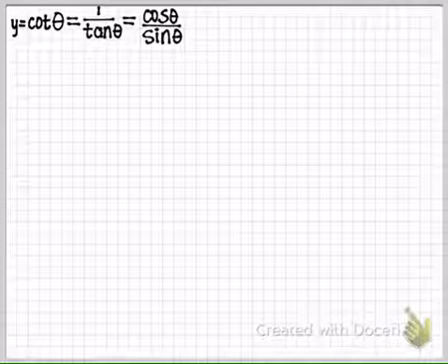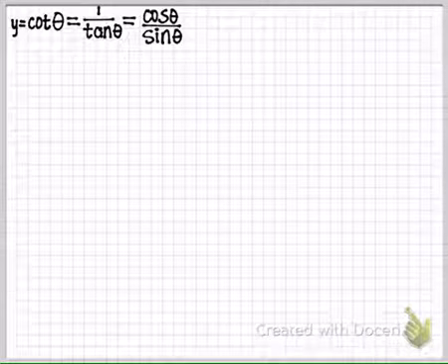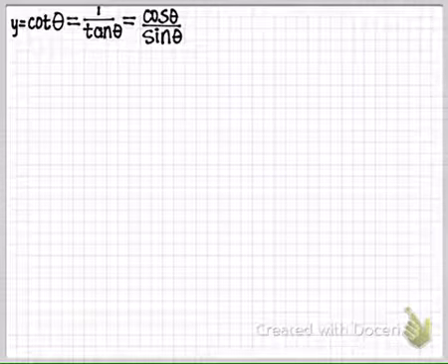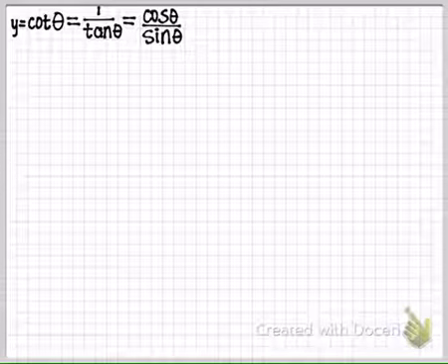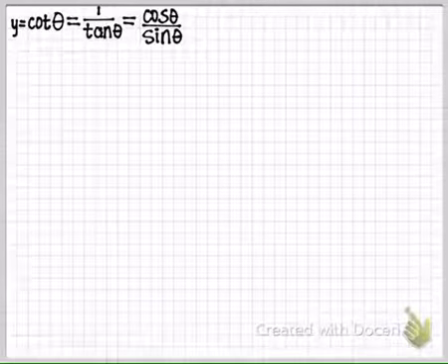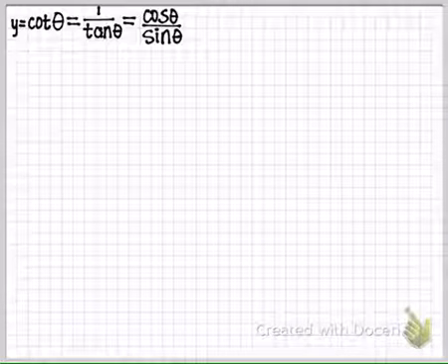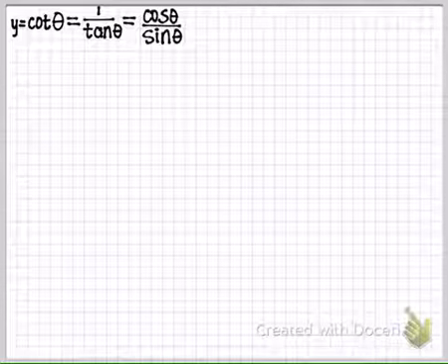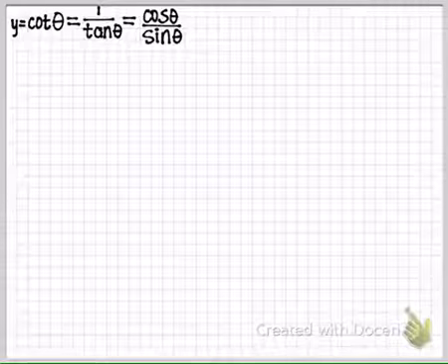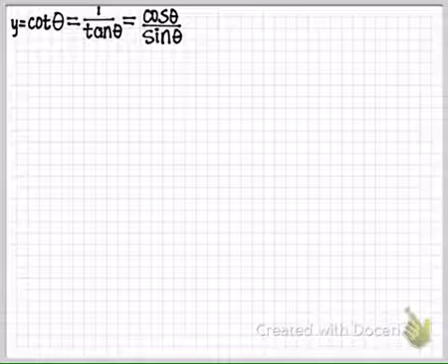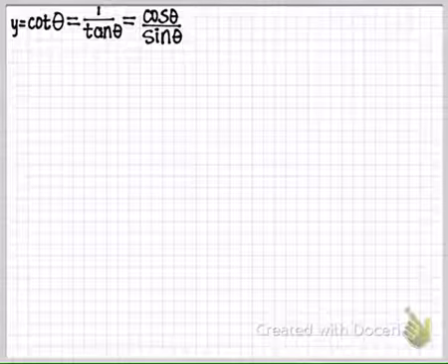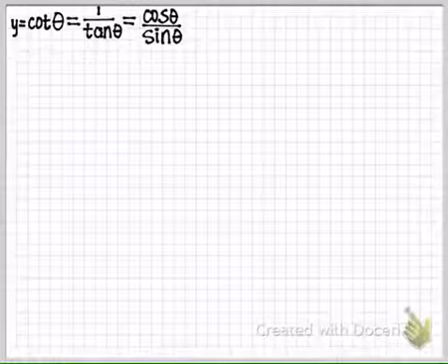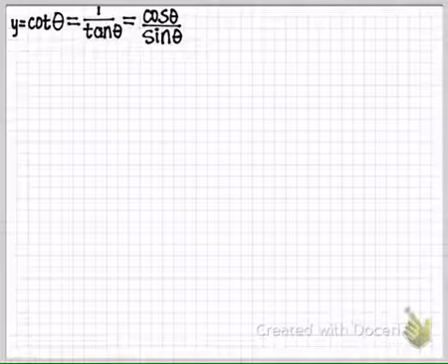What number are we not allowed to divide by? 0. And that means wherever sine equals 0, those angles are going to cause us a problem. What angles, theta, have a sine of 0? 0 is one of them. What else? Pi, 2 pi, and so on. Basically, everywhere the unit circle crosses the x-axis. So 0, pi, 2 pi, 3 pi, 4 pi, and all the negative integer pi's, so negative 1 pi, negative 2 pi, negative 3 pi, and so on.